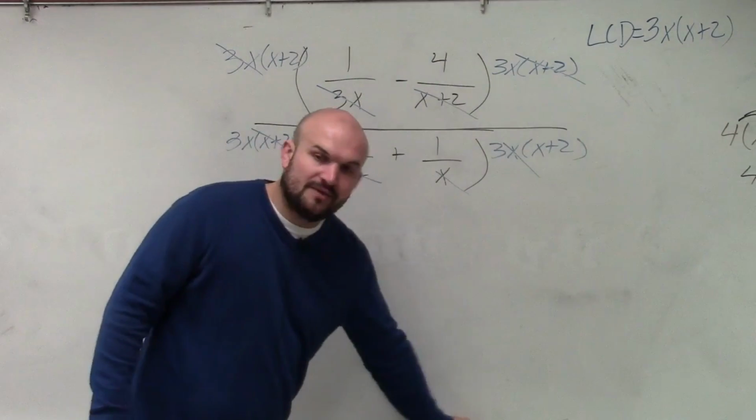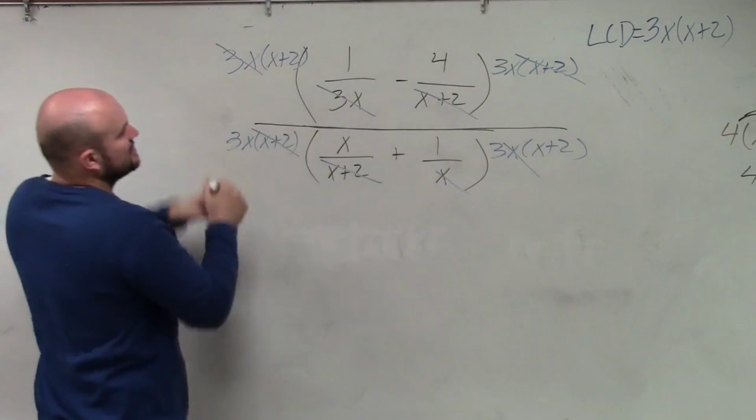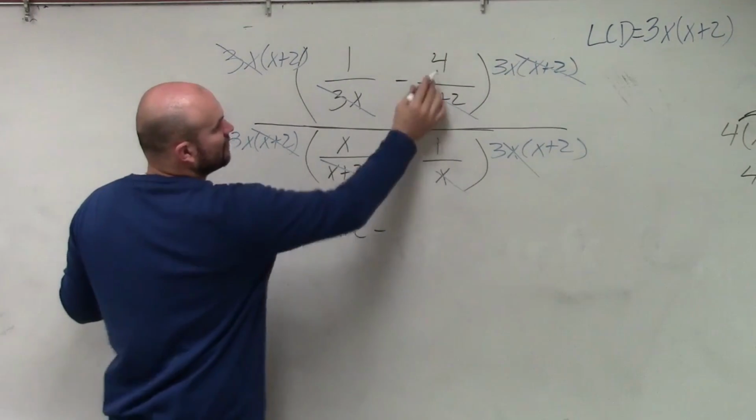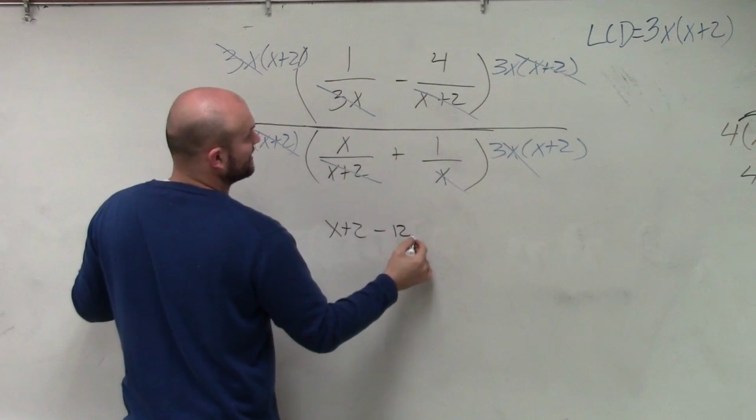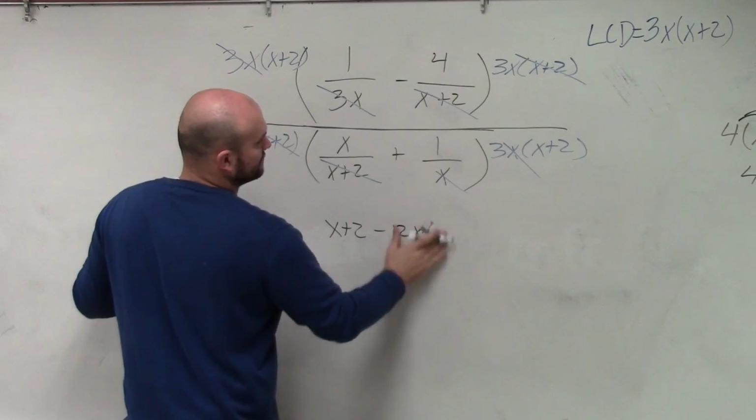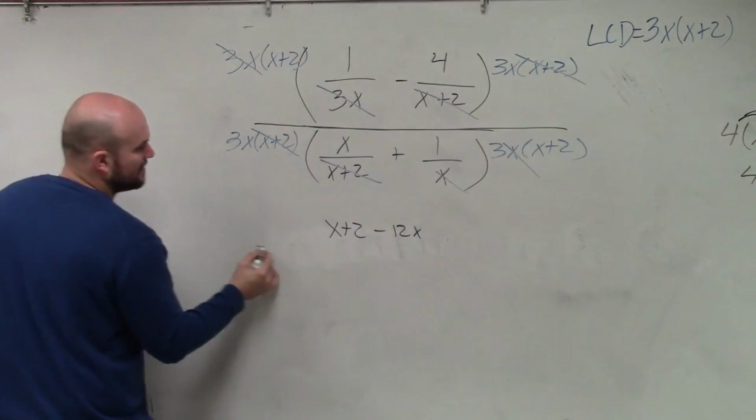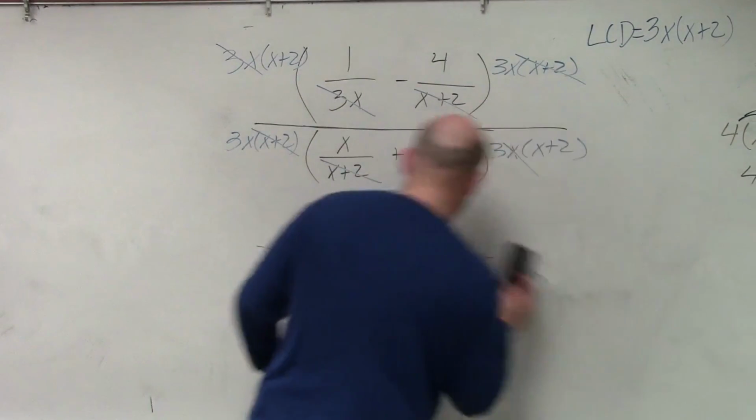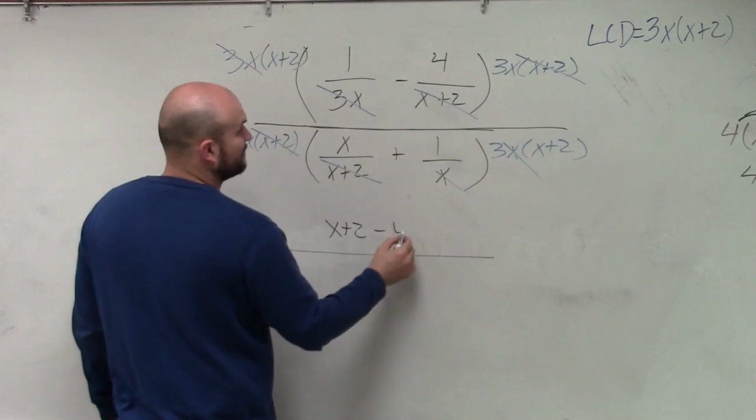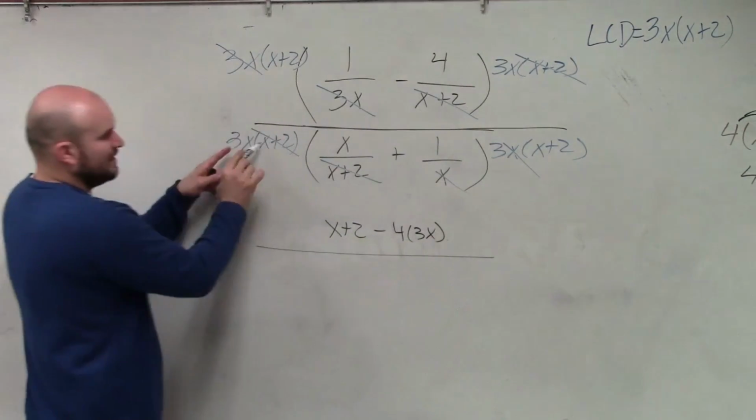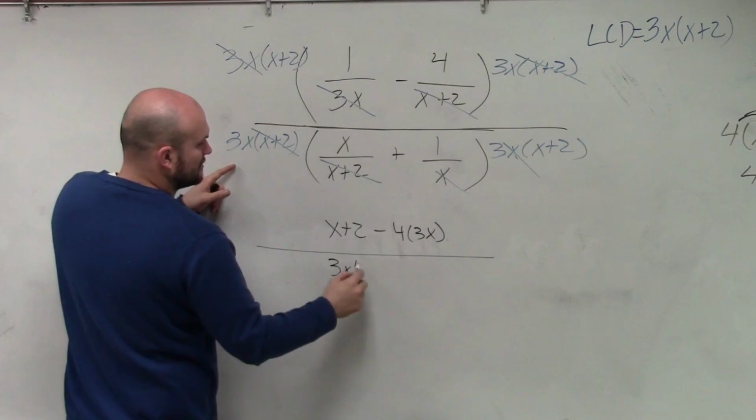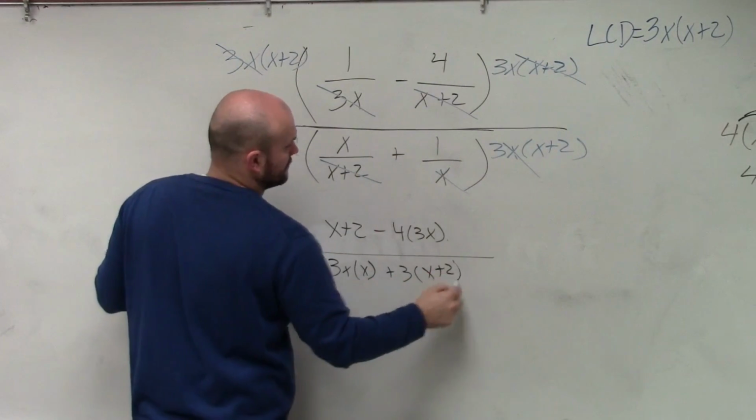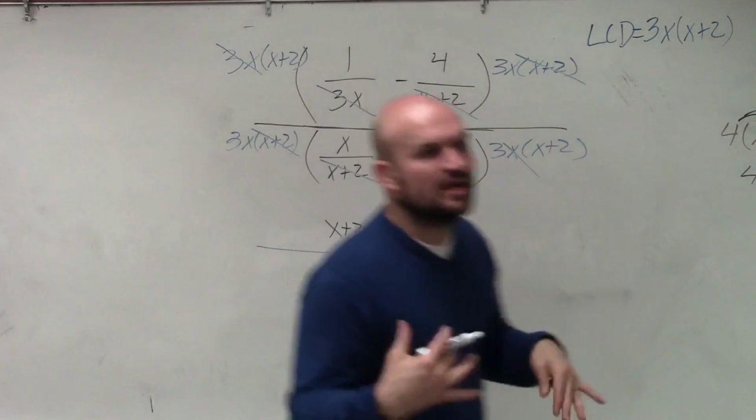So now let's write in what we have left. Over here, I just have x plus 2, and then over here I have minus 3x, so it'd be 12x. And then that's all over, actually let's write it out, negative 4 times 3x. And then over here, I just have 3x times x, and then plus 3 times x plus 2. Do you see how I wrote in what is just left over?